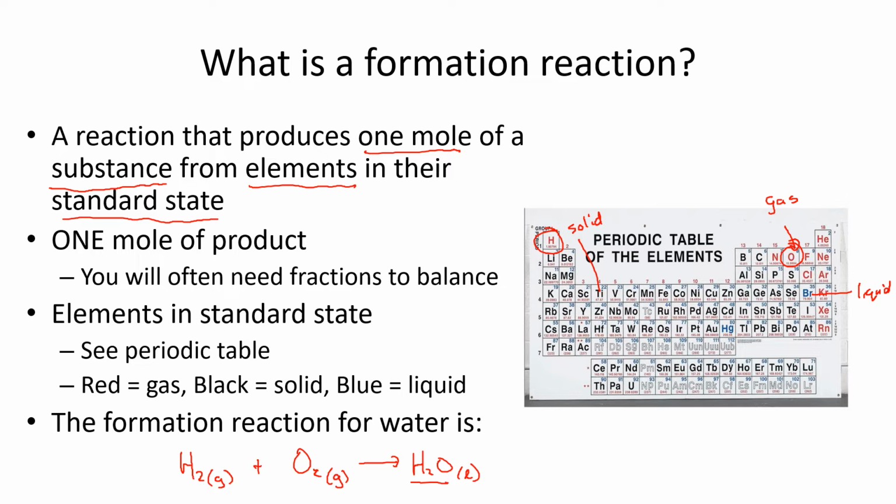We already have 2 hydrogens, so that's already balanced. It's the oxygen. I have 1 mole of oxygen in my product, and I have 2 in the reactant, so I have to use a fraction here, 1/2, to balance things out so that you still keep the 1 mole of product.